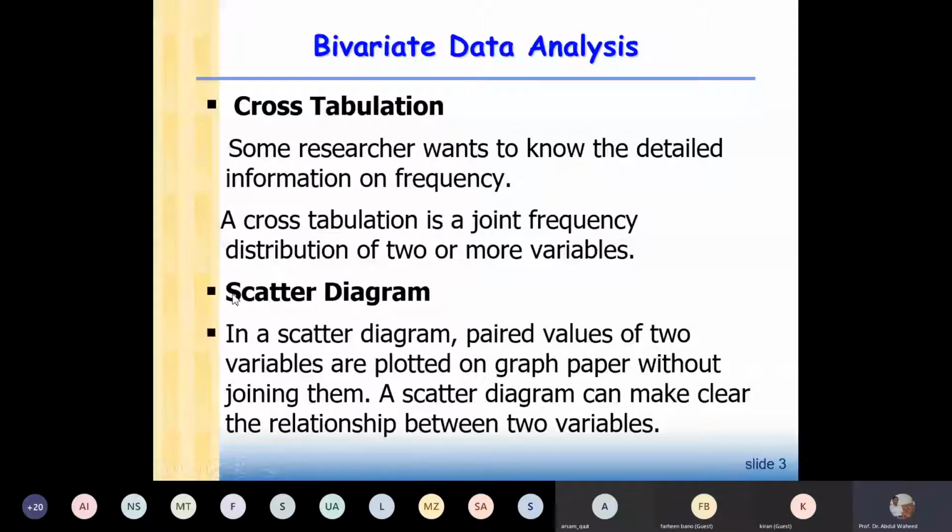The second bivariate data analysis is the scatter diagram. I hope you learned the scatter diagram in your statistics course. What we do in a scatter diagram is take two variables and plot them on a graph, and we will not join the paired values. We just have the paired values of two variables.